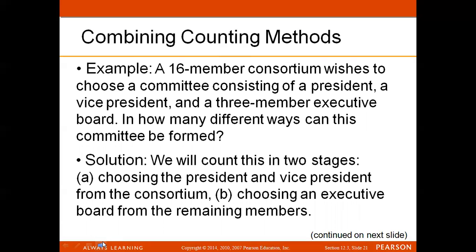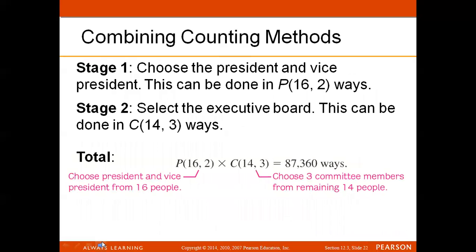A 16-member consortium wishes to choose a committee consisting of a president, a vice president, and a 3-member executive board. How many different ways can this committee be formed? We will count this in 2 stages, choosing a president and a vice president from the consortium, and then choosing an executive board from the remaining members.